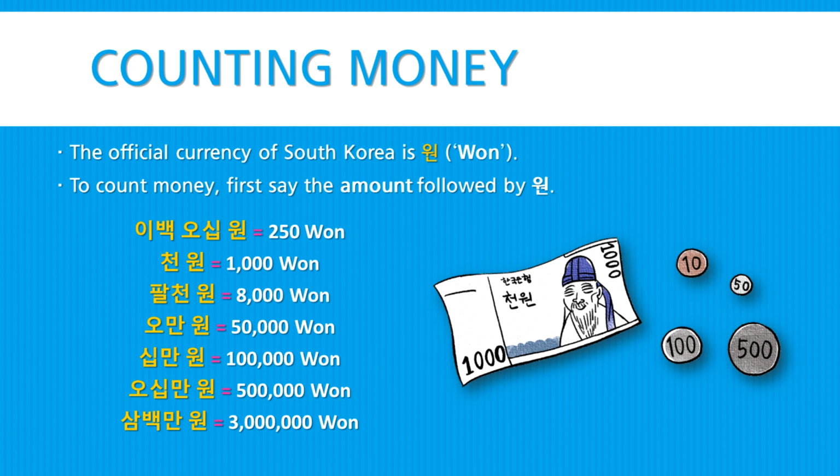250 won. 1000 won. 8,000원. 5만 원, 50,000 won. 10만 원, 100,000 won. 50만 원, 500,000 won. 300만 원, 3 million won.